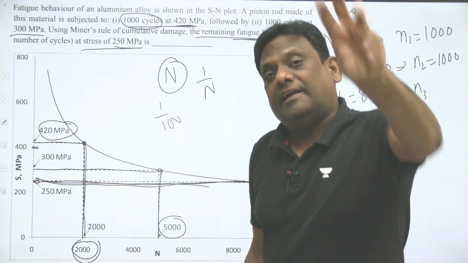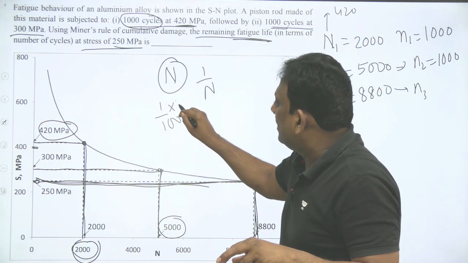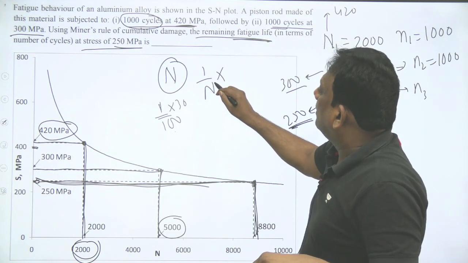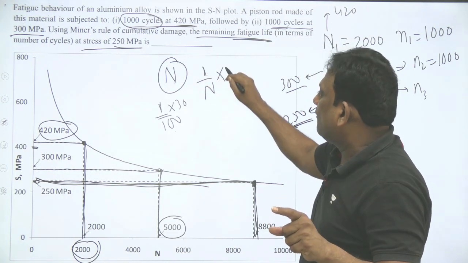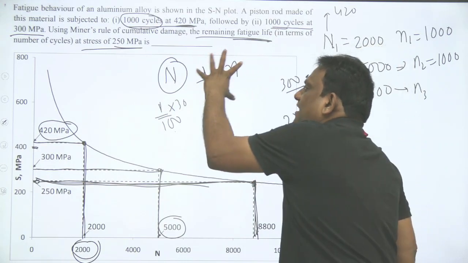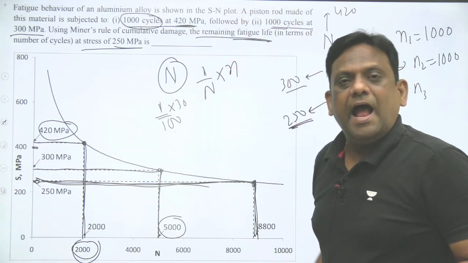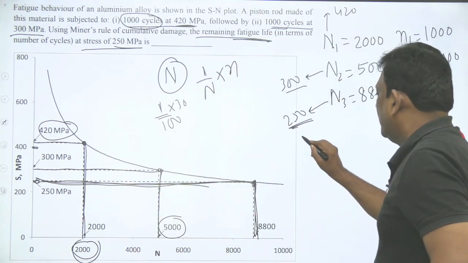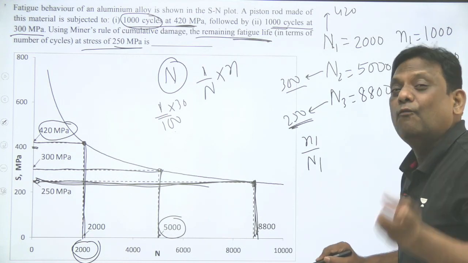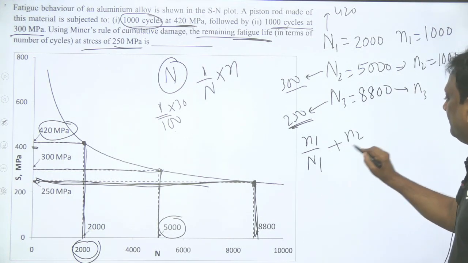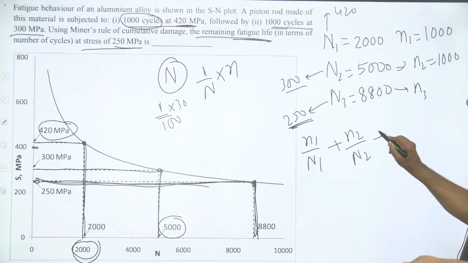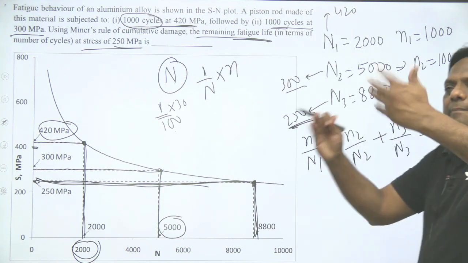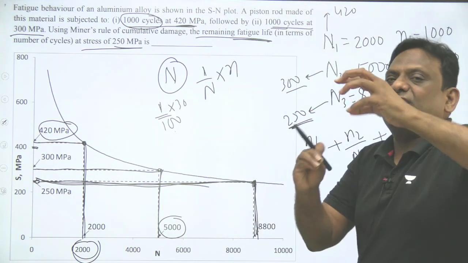Now if you live for 30 years, for 1 year it is 1 by 100. If you live for 30 years, it will be 30 by 100. Similarly, for 1 cycle, it is 1 by n. For n cycles, it is n by n. This much fraction is for a particular stress. And the sum of the fractions is always 1. So therefore, this much fraction is for 420, and this much fraction is for 300, and this much fraction is for the remaining 250. If you are cutting an apple, the total fraction should be 1.